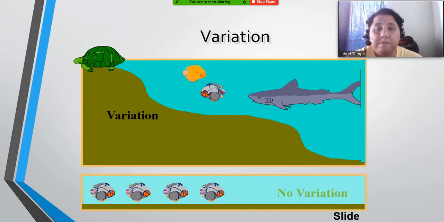Another way of explaining variation is this. On the top portion of the cartoon, we see different sea creatures, different species for that matter. So there is variation in the creatures in the upper portion of the illustration. At the lower portion of the illustration, there is only one type of fish. So there is no variation in the types of fish there. So variation does not just literally mean the distance between the values. It may mean consistency. It may also mean whether the values are exactly the same or not.